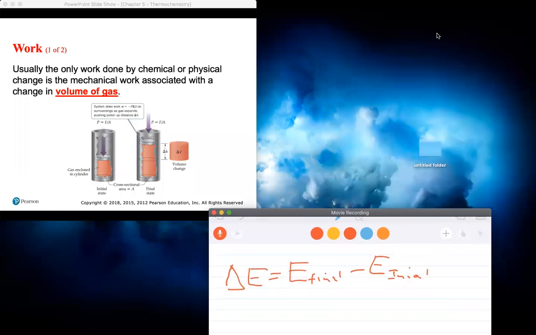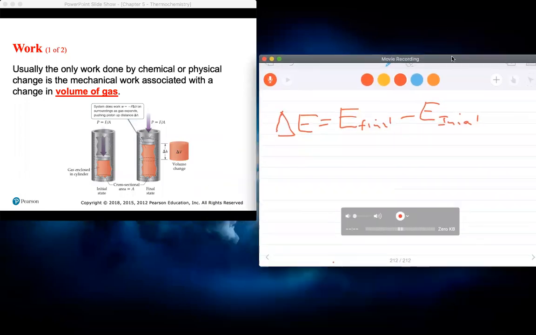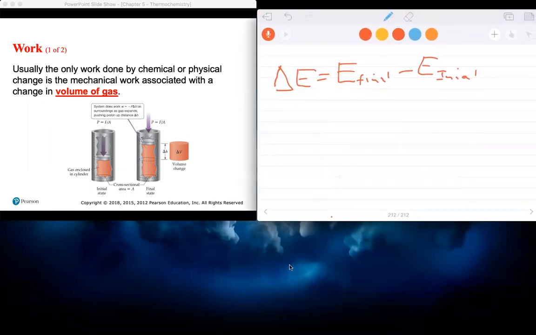That is what I wanted to show you in terms of the equation used to find the change in internal energy. We talked about the state function depending on final and initial. You've got to know the sign convention for delta E. If it is positive, it's taken in. If it is negative, it's given off. Internal energy can be positive or negative.